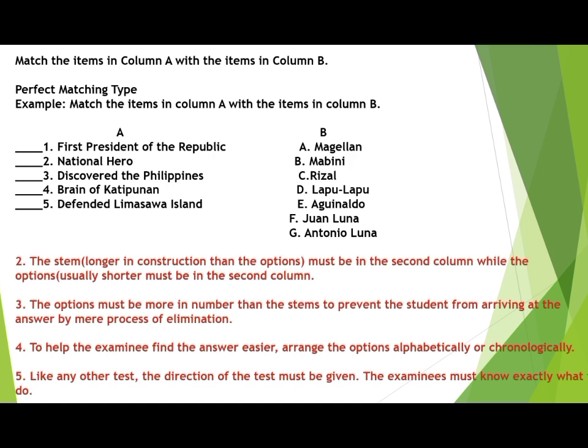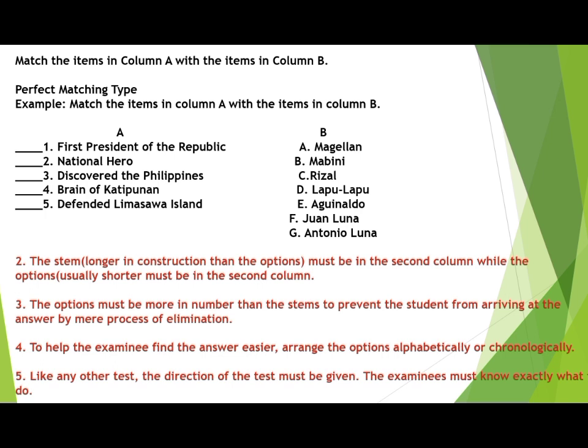Match the items in column A with the items in column B. Perfect matching type. For example, sa number 1, first president of the republic, national hero, discovered the Philippines, brain of the Katipunan, defended Limasawa Island. So we all know the first president of the republic is si Aguinaldo. Then the national hero, si Rizal, discovered the Philippines, Magellan, and so on.